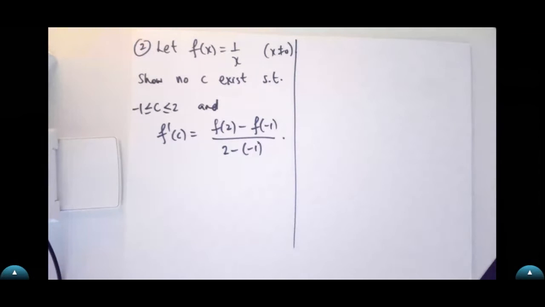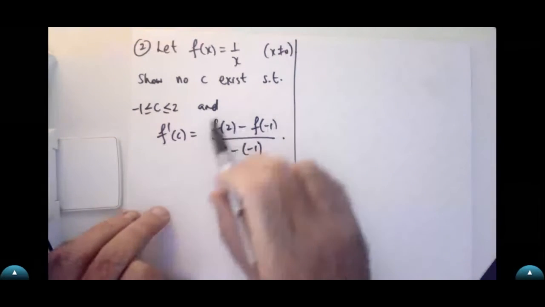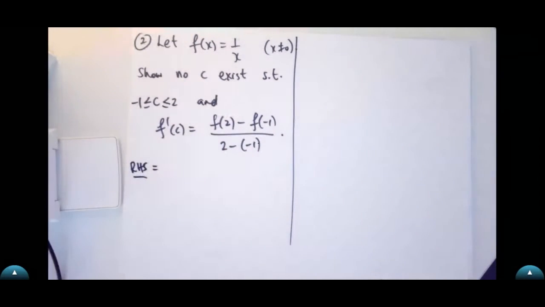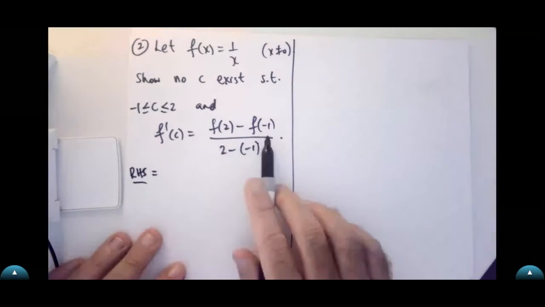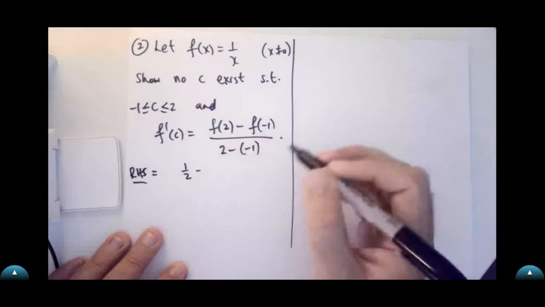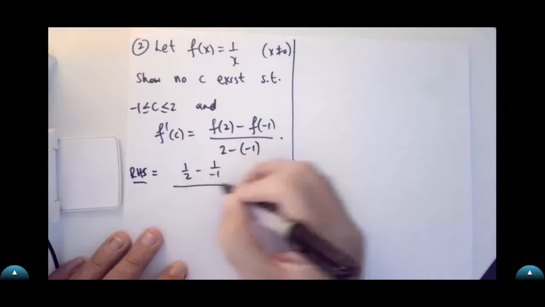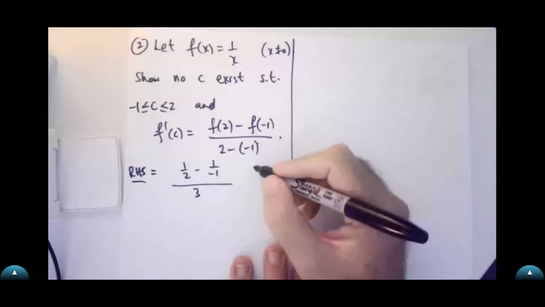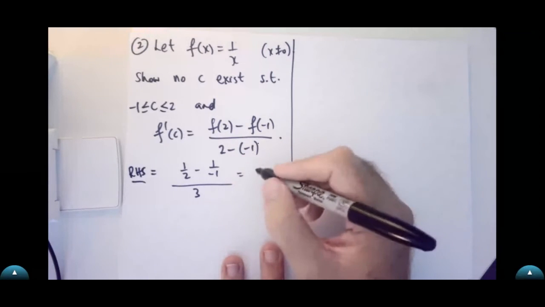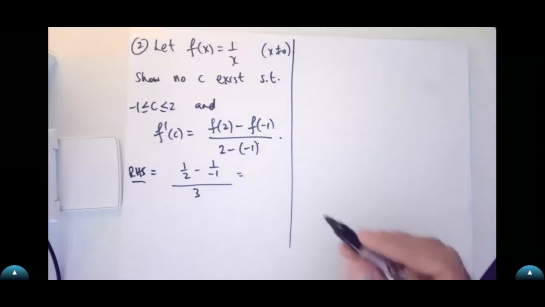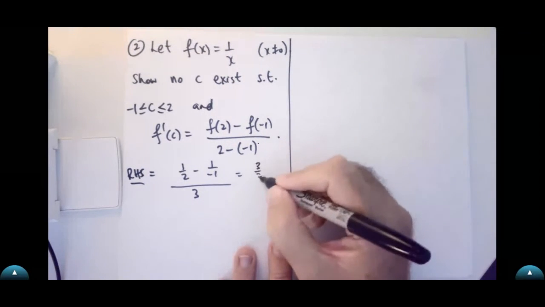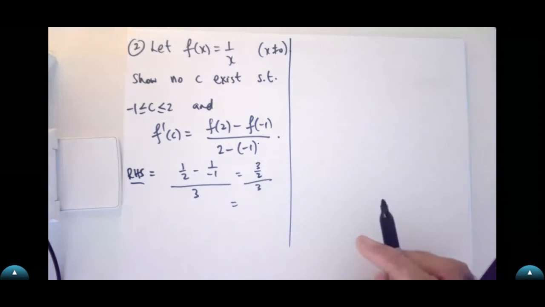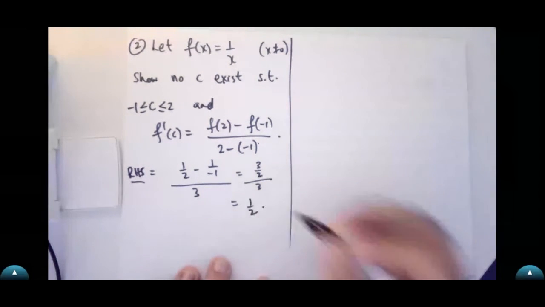So how do we do it? Well, let's work out the right-hand side. Okay. So RHS is right-hand side. So what is f of 2 minus f of negative 1? You get a half minus that all over 3. Yep. So what are we going to get? We're going to get 3 on 2 all over 3, which will be a half.